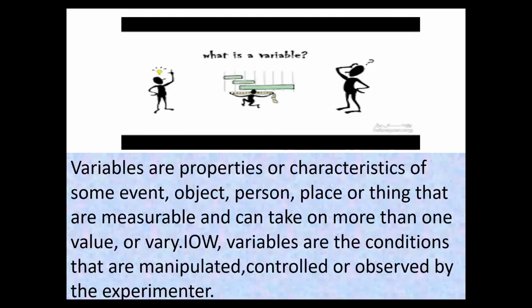Variables are properties or characteristics of some event, object, person, place, or thing that are measurable and can take on more than one value or vary. In other words, variables are the conditions that are manipulated, controlled, or observed by the experimenter. So on the basis of this definition, we can say that a variable is something that can be varied, manipulated, increased or decreased by the experimenter. So variables are all the things which are manipulable, which can be varied by the experimenter. These are the conditions of any concept that can be manipulated, controlled, or observed by the experimenter.